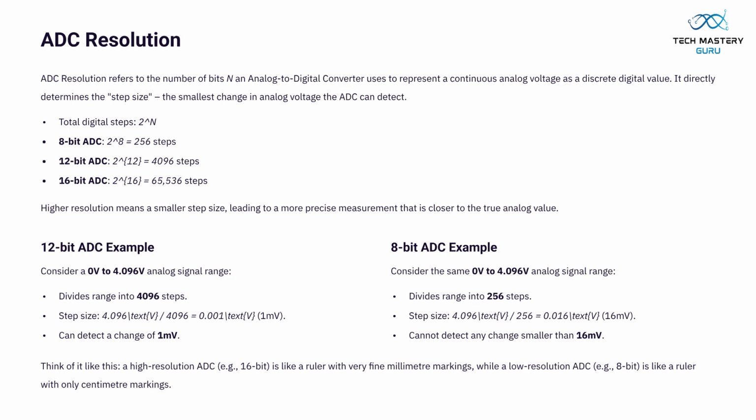ADC resolution defines the number of distinct digital steps an analog-to-digital converter uses. A higher resolution, like 12-bit, provides more steps and a smaller step size, leading to a more precise measurement compared to an 8-bit ADC, which has larger steps.